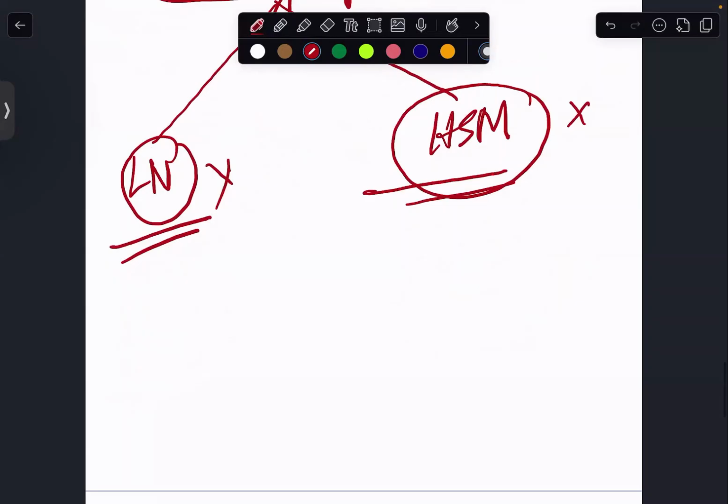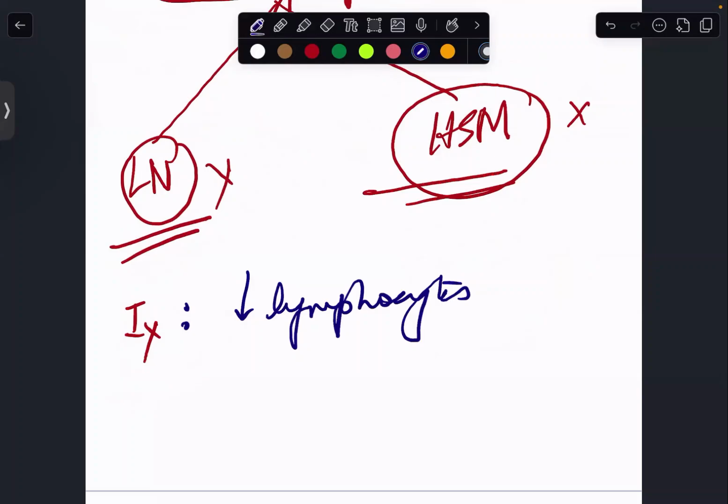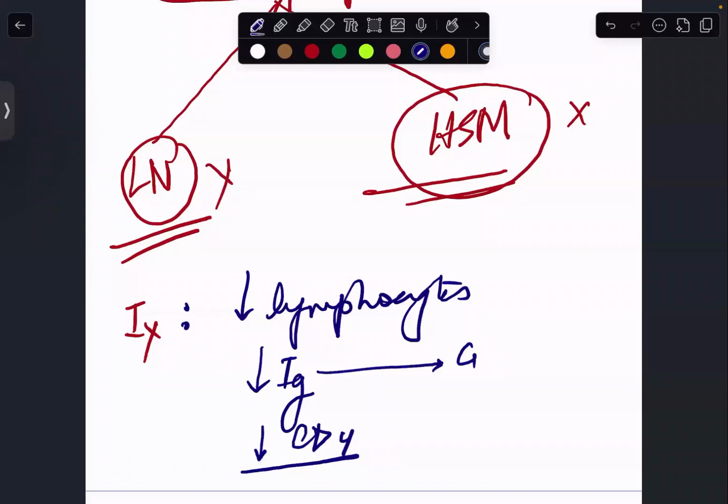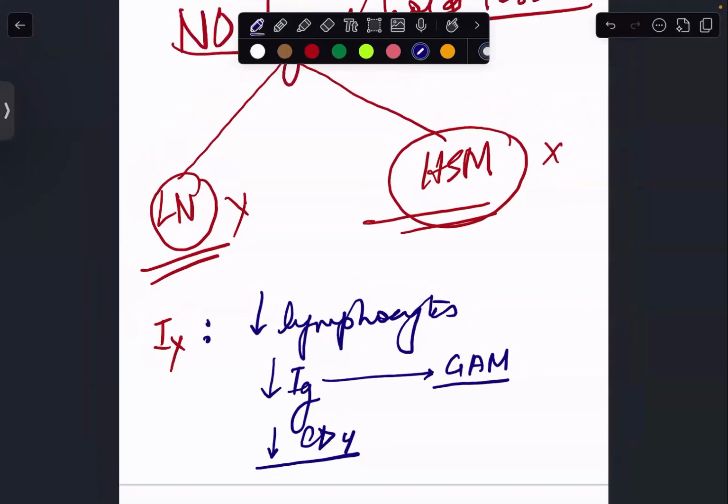In fact, on investigations, you may find lymphopenia. All the lymphocytes are going to be low. Along with that, because it is B cell deficiency, all the immunoglobulins will be low. Because it is T cell deficiency, the CD4 cells will be low. Which immunoglobulin? Particularly immunoglobulin GAM. You can just remember it like that.